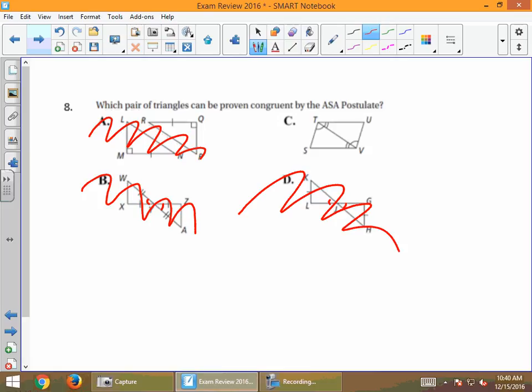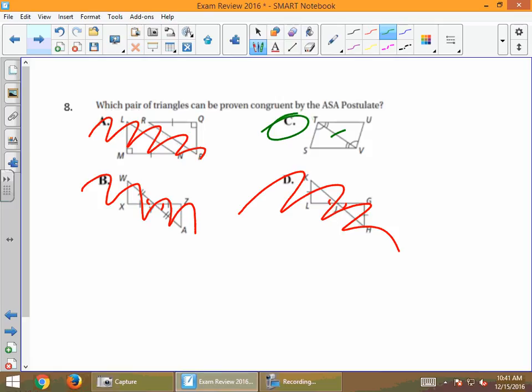But we said C doesn't work. But does it? Oh, it does. How? Yeah, very good. Then you have shared side triangles. So that guy in the middle is congruent to itself. So we have angle, side, angle. So that would leave us with C. Okay. Questions over that?